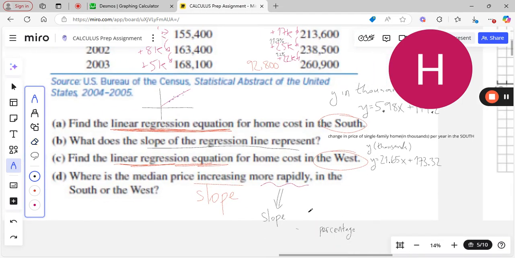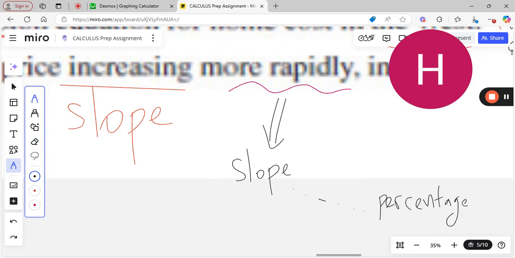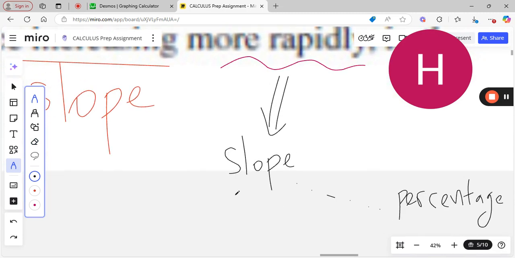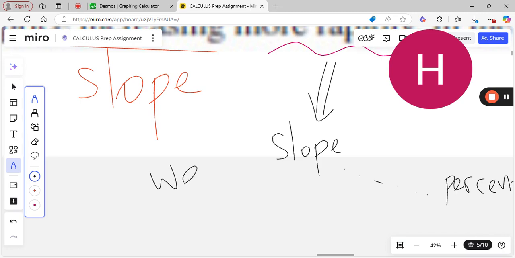What they mean here in the equation, though, I think they just mean which one is growing more per year. And so that would be in the West for sure.